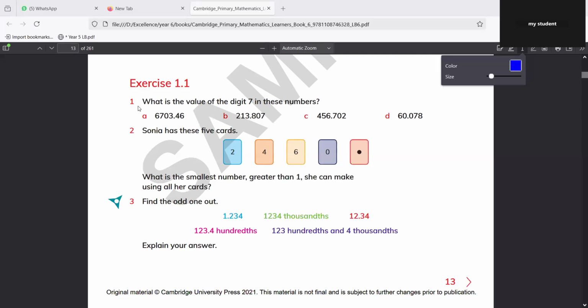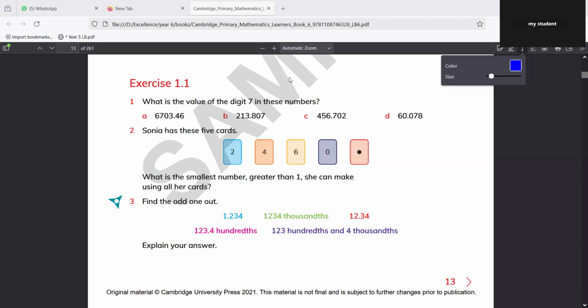Okay, we say the first question, exercise 1-1. This is like grade 6. Okay, fine. Cambridge. So the first exercise is exercise 1-1. What is the value of the digit 7 in these numbers? So what you need to do is what? It is just understanding the place values.